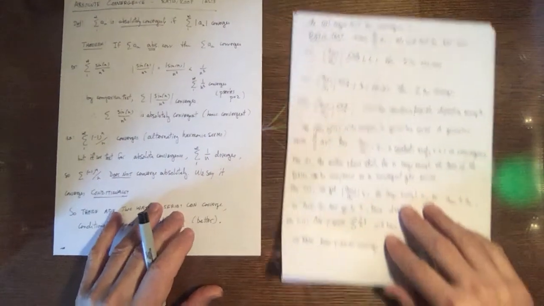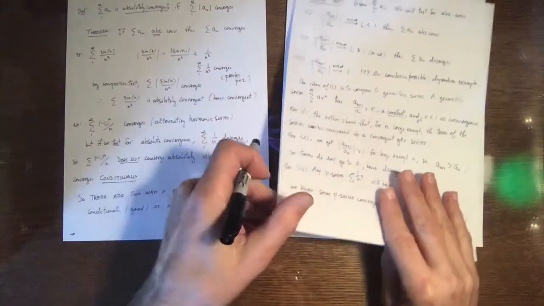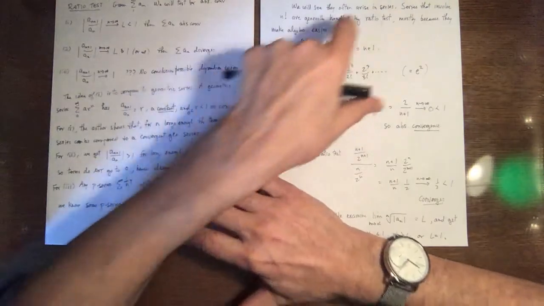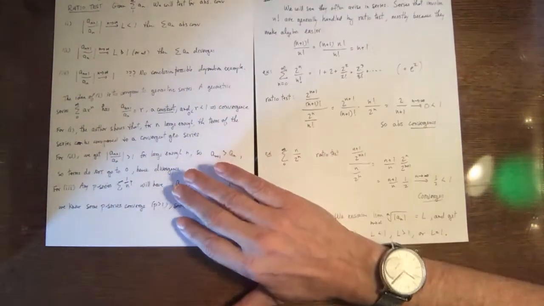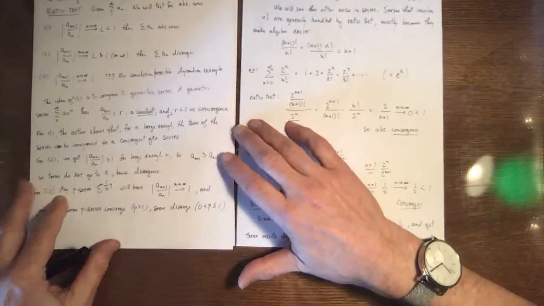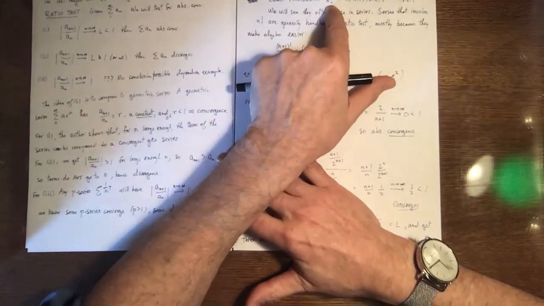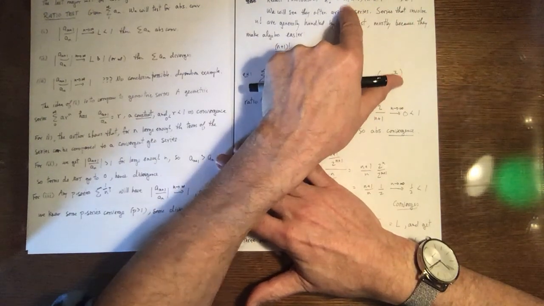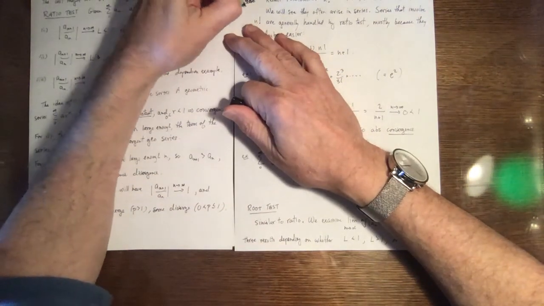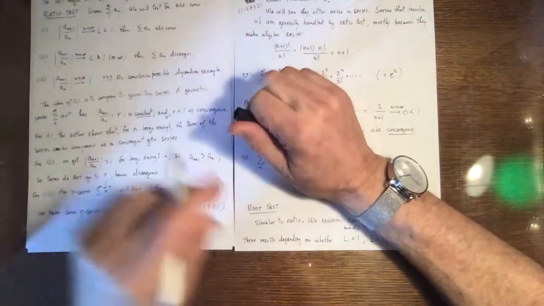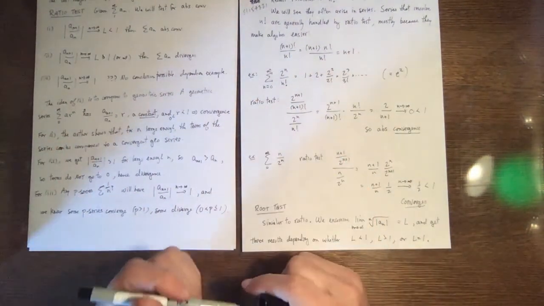So let me show you a couple of examples of how you use the ratio test. One of the prime situations in which you're going to want to use the ratio test is when factorials are involved. So let me remind you about the factorial. It's very simple: if n is a positive integer, n factorial is the product of all the integers less than or equal to it. So for instance, 5 factorial would be 5 times 4 times 3 times 2 times 1.